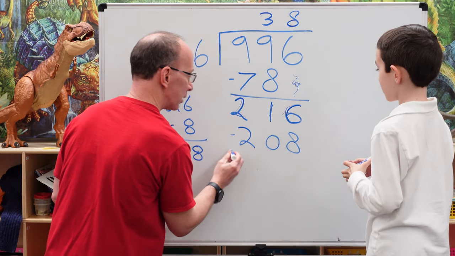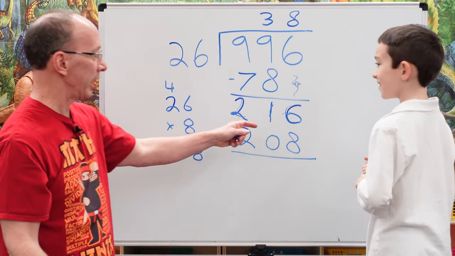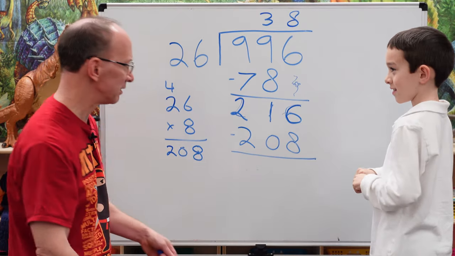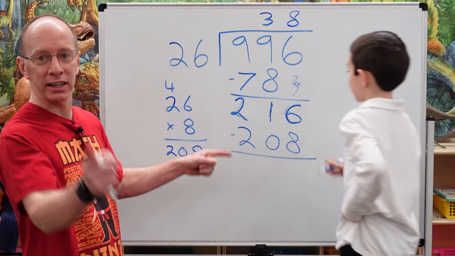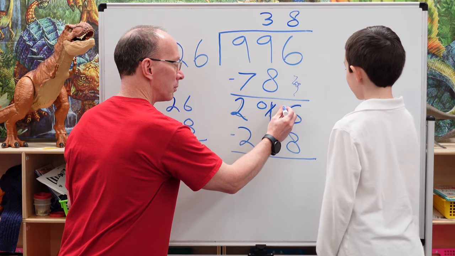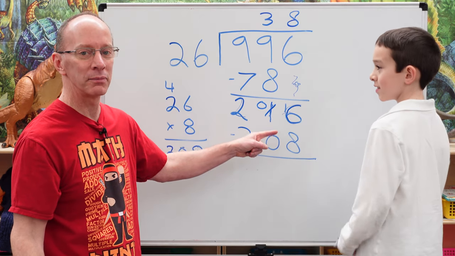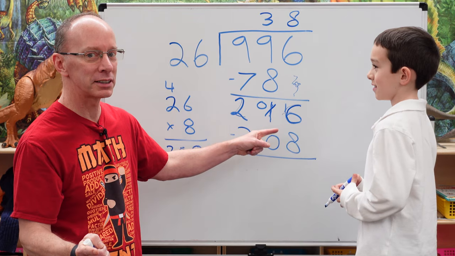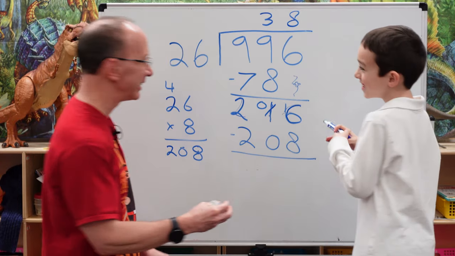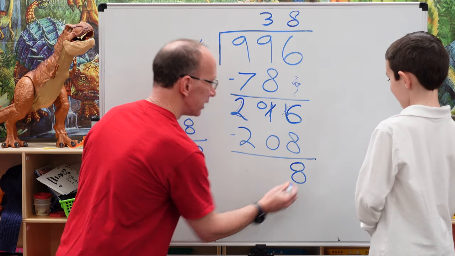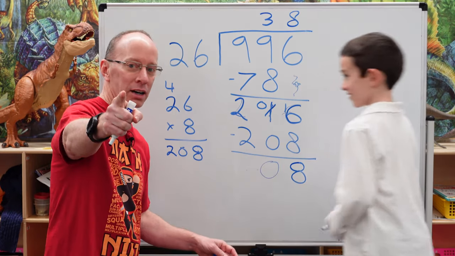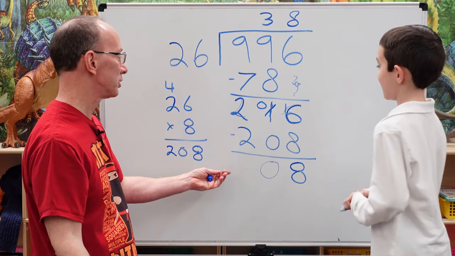And now my next step is to use subtraction again. Oh, I can't take 8 from 6. I need to use that borrowing we learned way back in second grade. It's the only number there. So I'm going to cross out that one, make it a 0, put a 10 over there. 16 minus 8, what is it? 8. 16 minus 8 is 8. 0 minus 0? It's 0. And 2 minus 2 is 0.